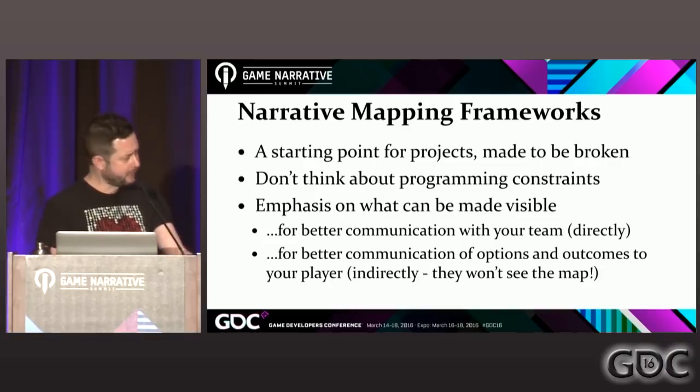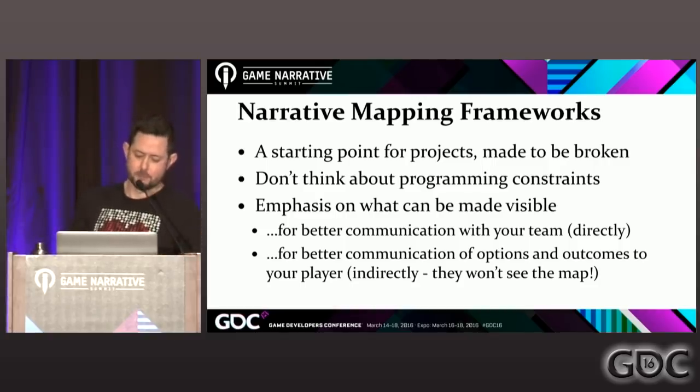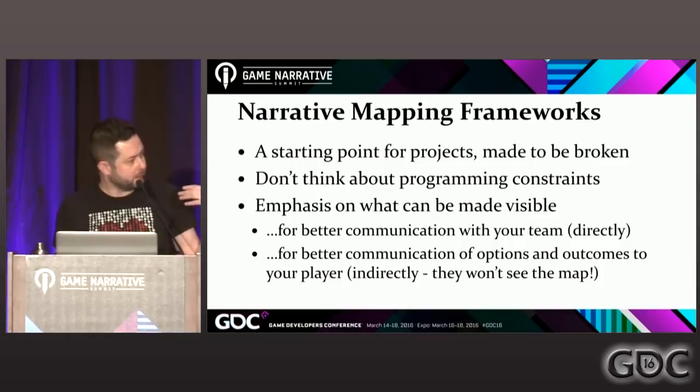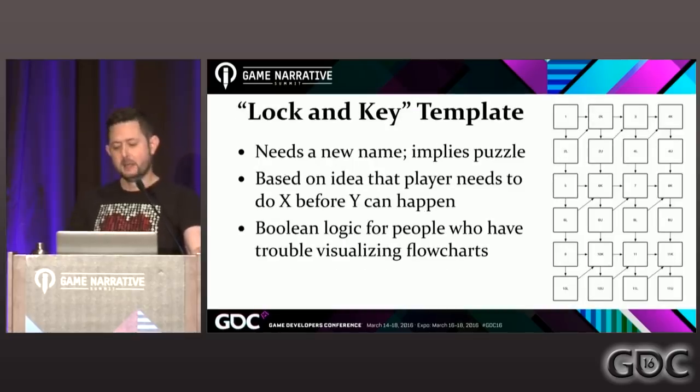What's going on here? So with the mapping structures, the idea is that we have a more open way of visually communicating what you're trying to do. And on the writing side, the goal is to better communicate options and outcomes to your players as well. They won't actually see your map, of course, but if you can say, oh, well, over here, this is going to have a major effect, then you might be able to actually write something to hint at that.